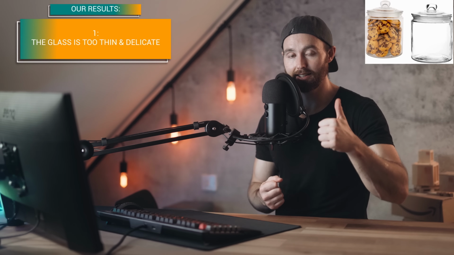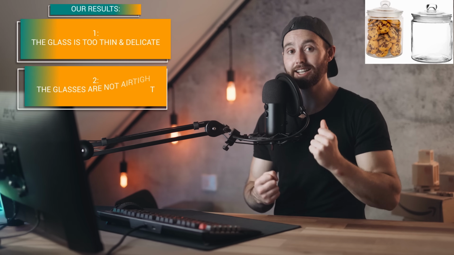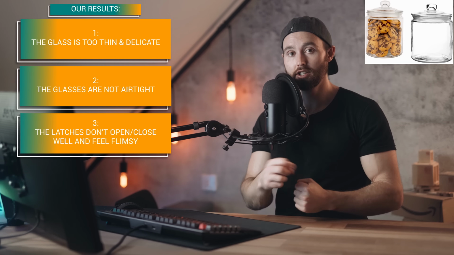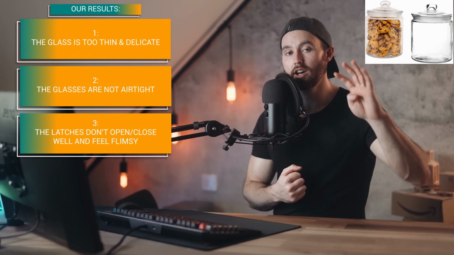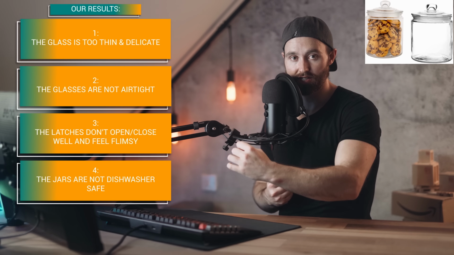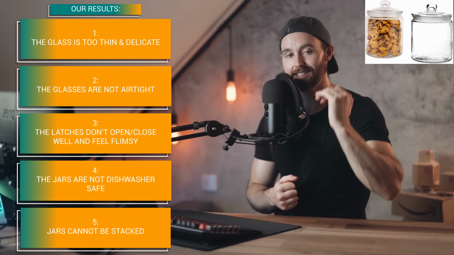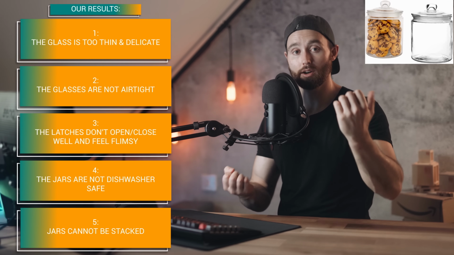Moving on to the glass jars for food storage. The biggest complaints we found: Number 1, the glass is too thin and delicate, so it's likely to break. Number 2, the glasses are not airtight as advertised. 3, the latches don't open and close well and feel very flimsy. 4, the jars are not dishwasher safe, so you can't actually put them in the dishwasher. 5, you cannot stack the jars to save space. And of course, that depends on which option you're doing.